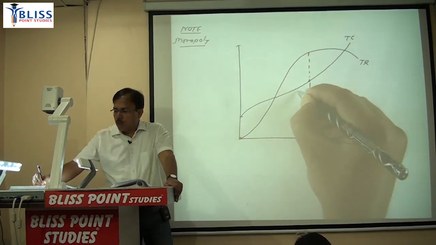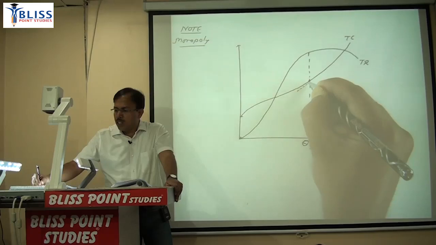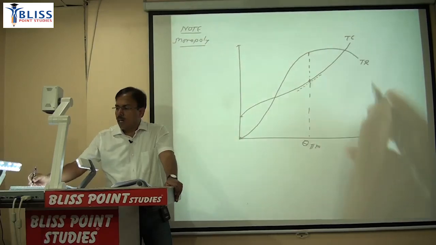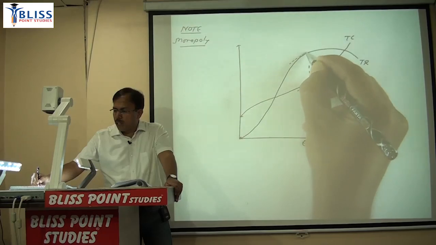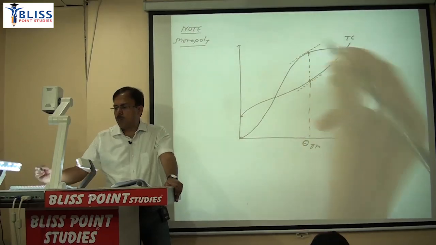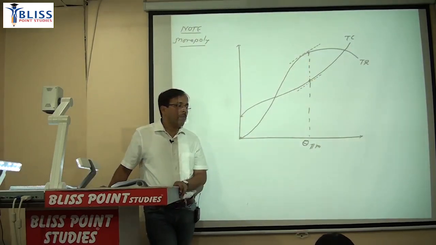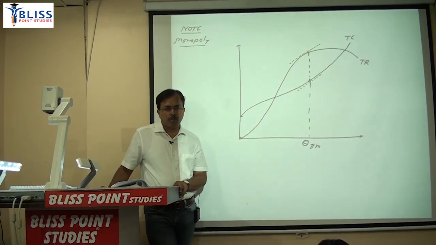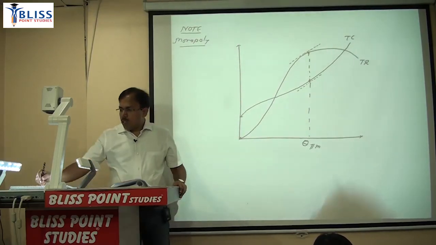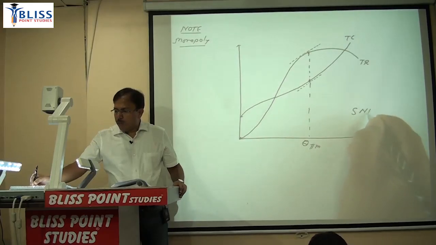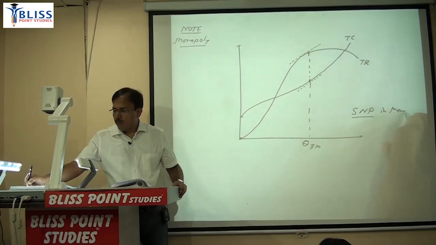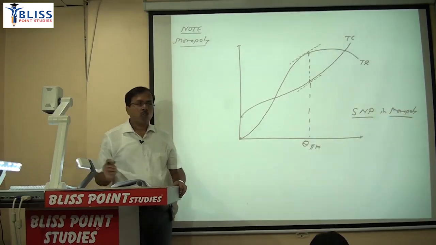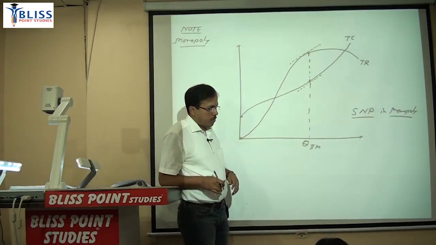And to get MC you draw a tangent on TC, and to get MR you draw a tangent on that TR line, and these two tangents must be parallel, implying that MR is equal to MC. So this is for supernormal profit in monopoly.